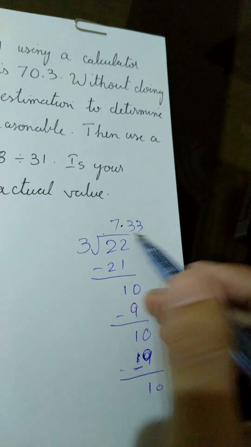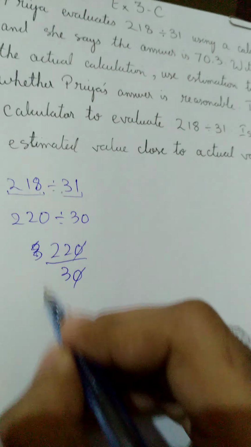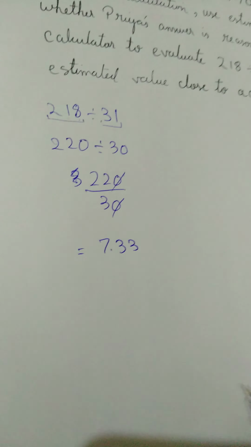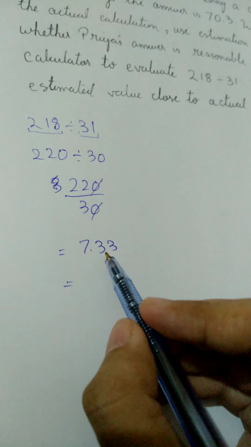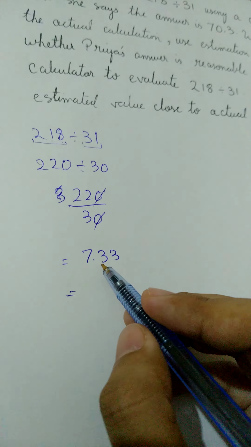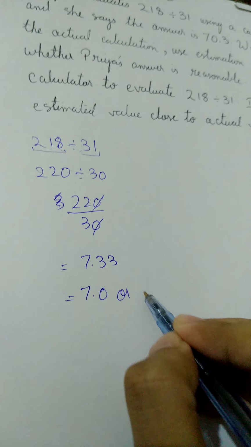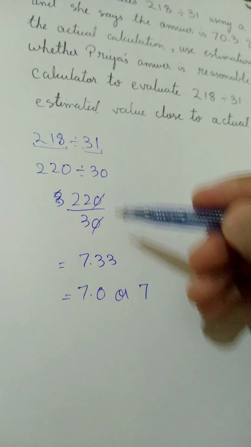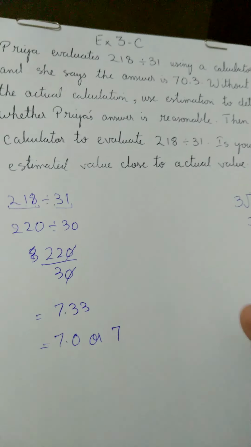We only need 3 significant figures always. So 7.33 is my answer for this expression. Now I can round off this value as well. So the final estimated answer would be 7.3. I have to round it off to a whole number. So 7.3, 3 is less than 5, so we round down. So it will be 7.0 or simply 7. So my answer was 7 after using the estimation, and the answer that Priya got was 70.3. So you can see there's a very big difference.